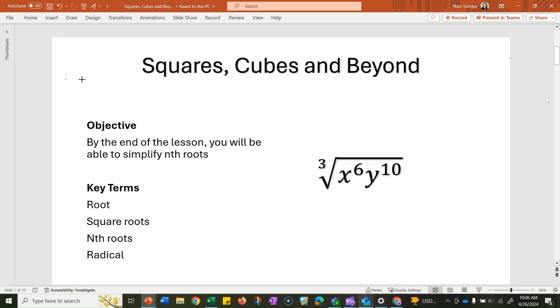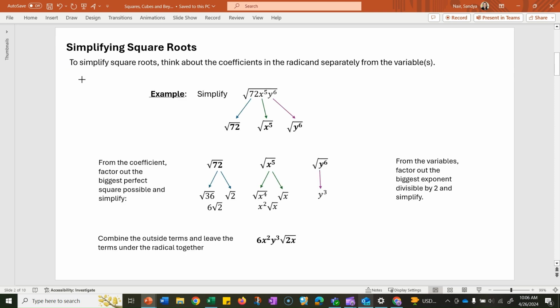So in this video, we're going to talk about how to simplify nth roots. When we simplify square roots, you want to think about the coefficients and the radicand separately from the variables. For example, if we're simplifying the square root of 72 x to the fifth y to the sixth, we want to separate it as the square root of 72, the square root of x to the fifth, and the square root of y to the sixth. And then we want to simplify the square root of 72 just like we've been doing previously.